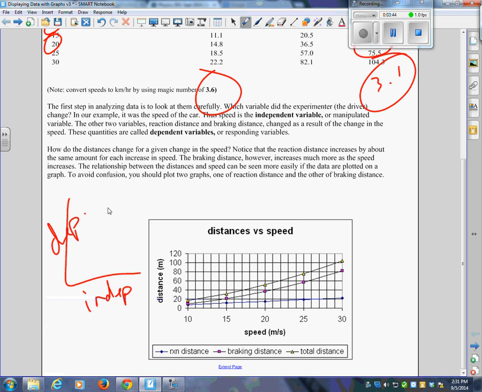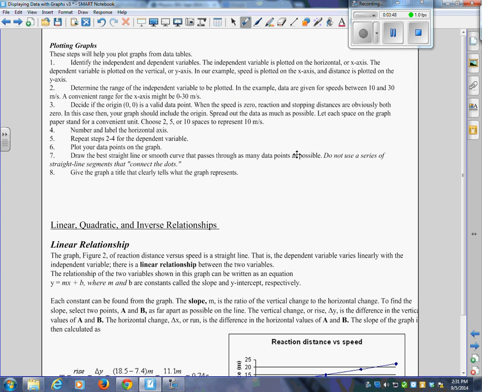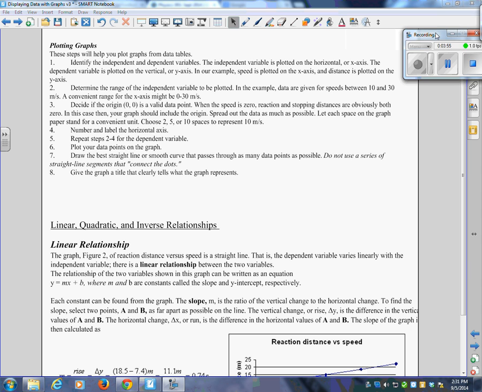Okay, so that's about as far as we got yesterday. So let's actually talk about plotting graphs. These steps will help you plot graphs from data tables.